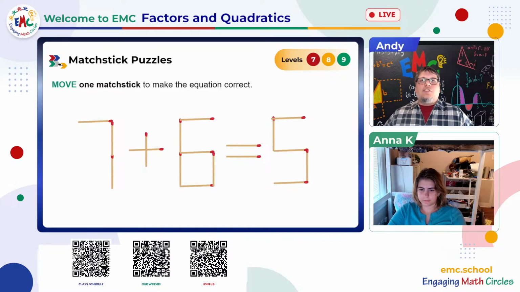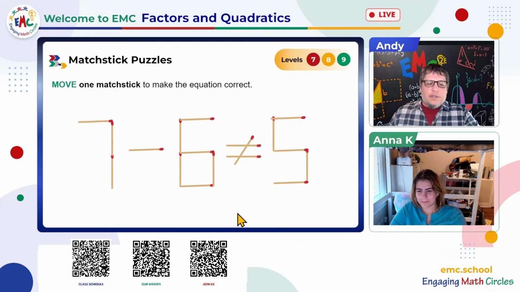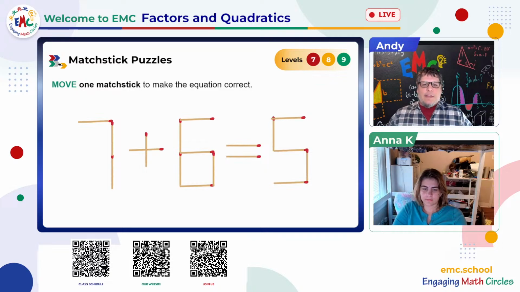We have to move one matchstick to make this true: 7 plus 6 equals 5. When we say move, we mean don't remove. It has to be a move. Technically, if we move this matchstick here to make not equals, that does make the equation correct. That is one way. We can always make a not equals. There is a way without not equals, though. Can we find that one?